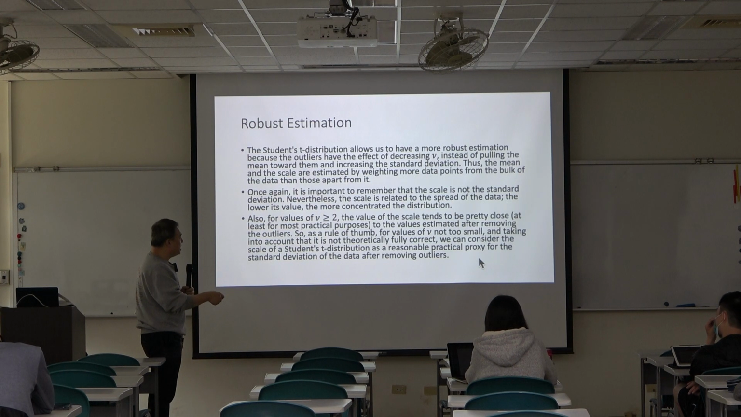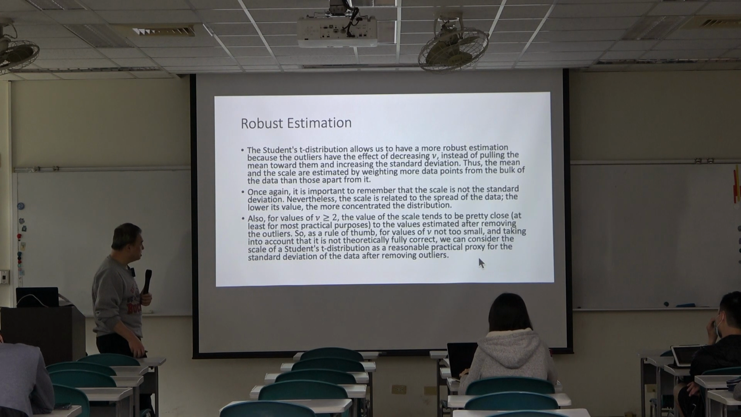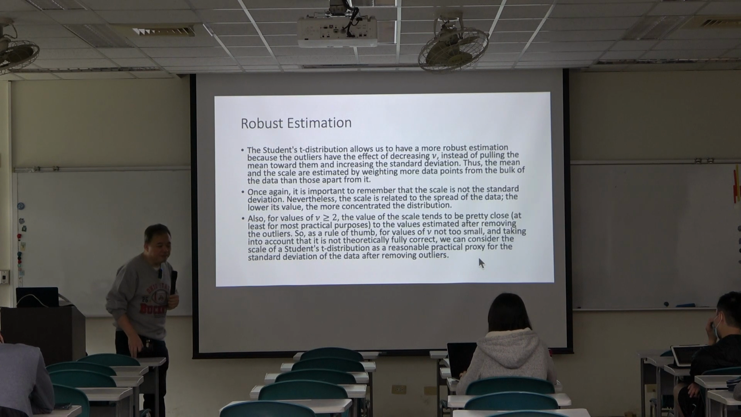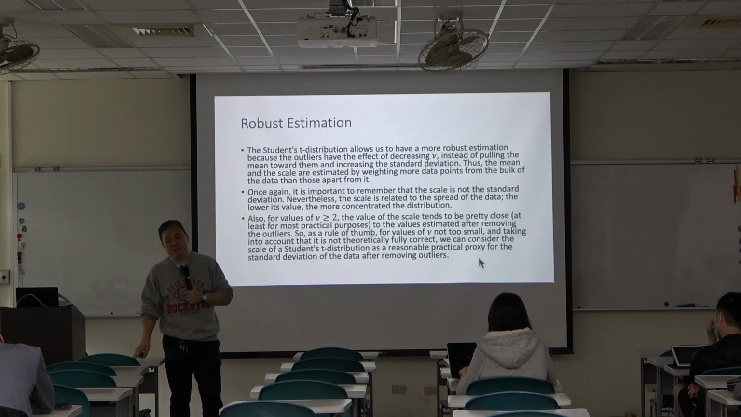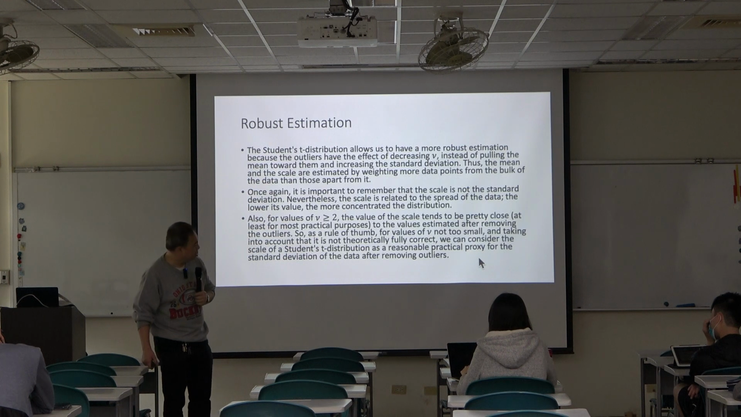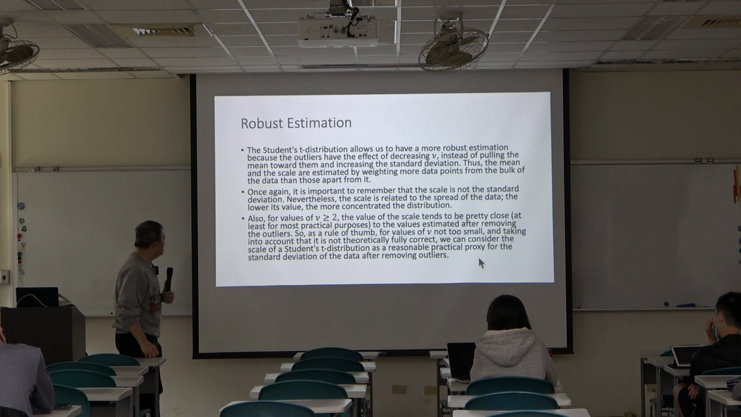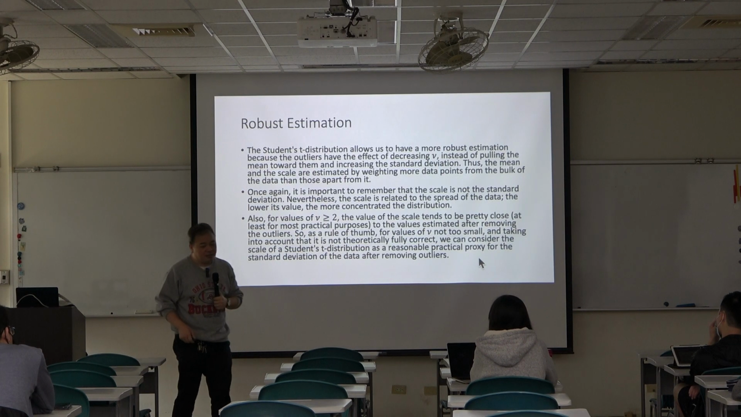So rule of thumb, for values of v not too small and taking into account it is not theoretically fully correct. Remember, the model is always an approximation, so we cannot consider the model is 100% correct anyway. We can consider the scale of a student t distribution as a reasonable practical proxy for standard deviation of the data after removing outliers.